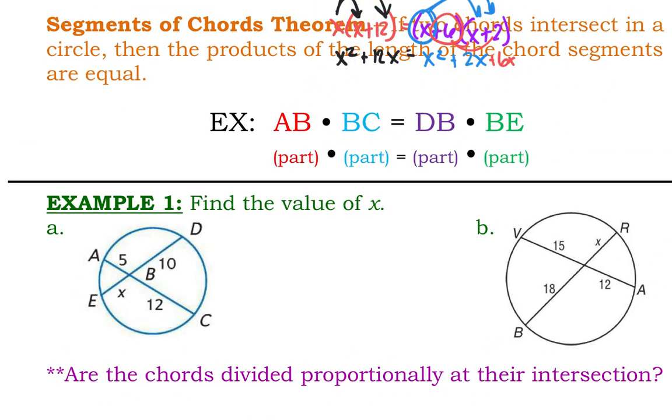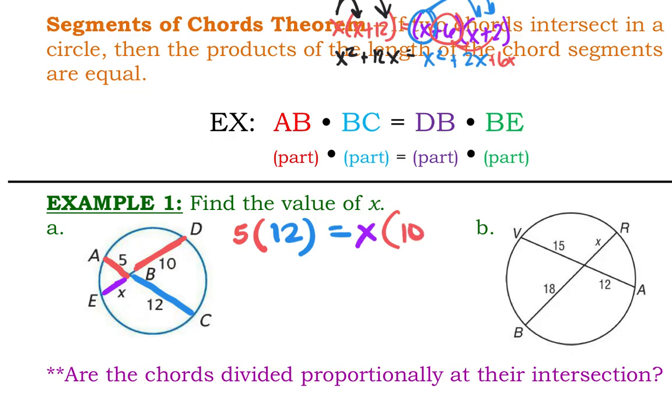Now, the formula says part by part equals part by part. What I mean by that is you take one part of the chord, so I'm going to take the 5, and I'm going to multiply it by the remaining piece of that chord. What's the remaining piece of that specific chord? 12. So you do 5 times 12 equals, all right, and then what do we multiply here? I'm going to do x times the remaining piece, which is 10. And then you multiply and divide.